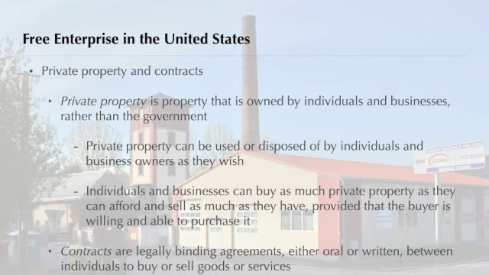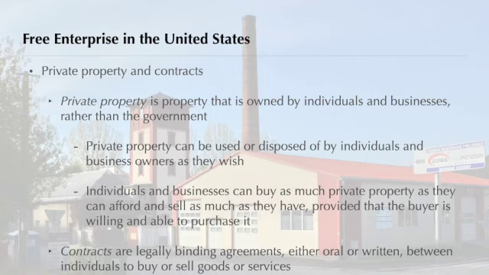Goods that are owned by individuals and by businesses, rather than by the government, are considered private property. Your own private property might include clothes, CDs, and books. A business's private property might include a factory, office building, machinery, and other equipment, as well as the land on which the factory and office buildings are located.